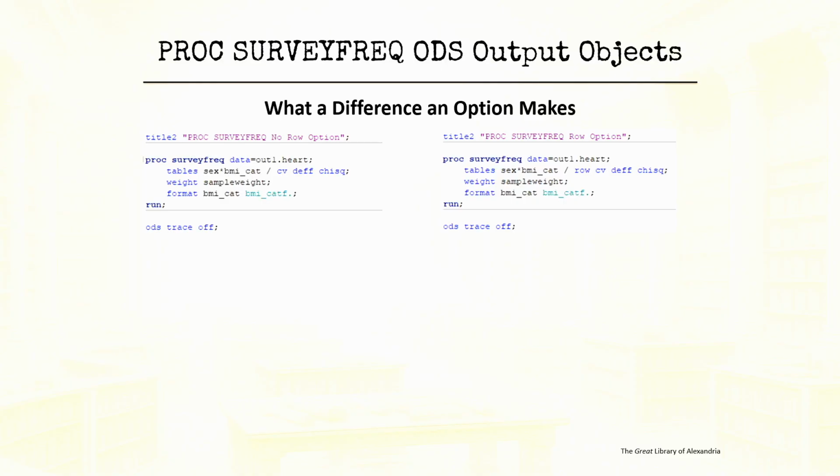So here, we have two little procedures there, and we're adding the row option to SurveyFreq table statement. And that gives you the row percent as well as the column percent, which is very handy, because my analysts will often ask me for both the column and row percent, and this way you get it in one fell swoop.